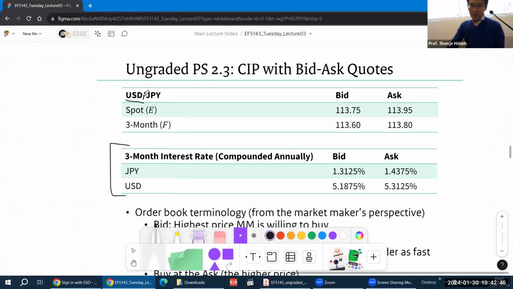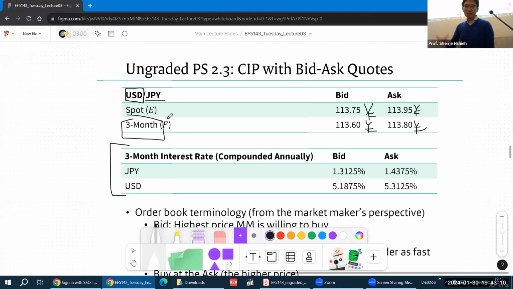Okay, so US dollar, it's listed first. The dollar is the base currency. Second currency code is JPY. That's the quote currency. So all these prices are in yen. Yen, yen, yen, and yen. Okay, 3 month forward, and we have a spot.